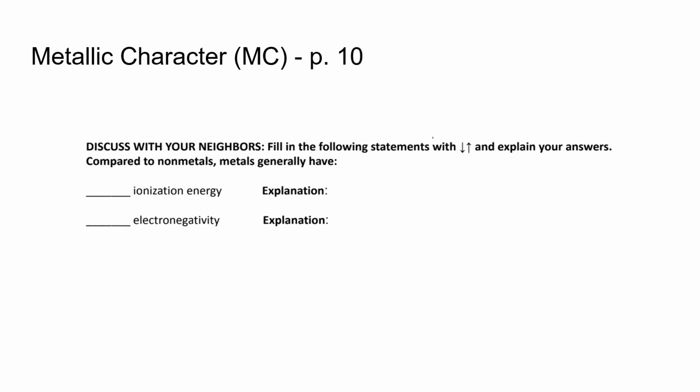In the next section, we are going to be comparing the ionization energy and the electronegativity of metals and nonmetals, and then explain our answer. So in the lines that you see before ionization energy and electronegativity, explain using the arrows what if we compare the ionization energy of metals to nonmetals, then metals generally have a higher ionization energy or lower ionization energy, and then also explain your answers. Pause the video and think about this.